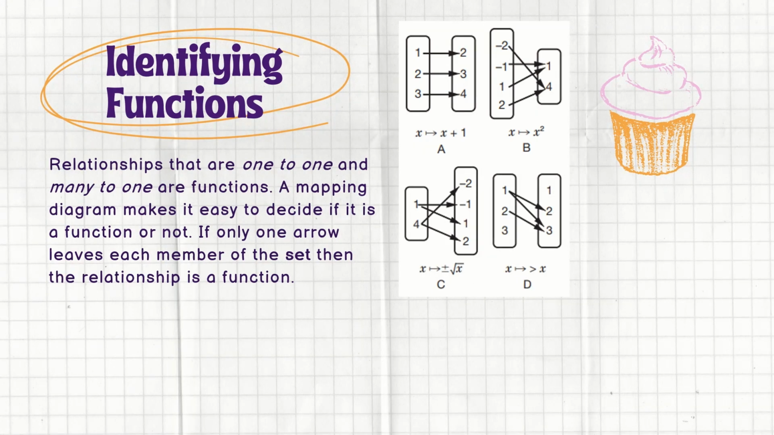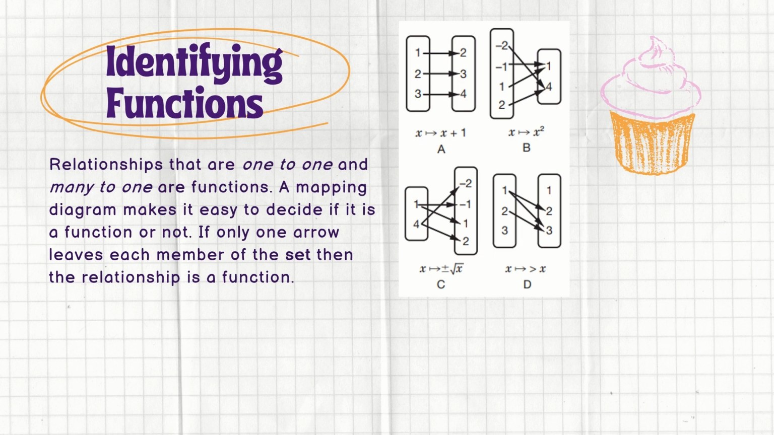Okay, now we have diagram C and diagram D. C is not a function, as an element of the first set maps to more than one element of the second set. As you can see in diagram C, 1 maps to -1 and 1. That means diagram C is not a function.